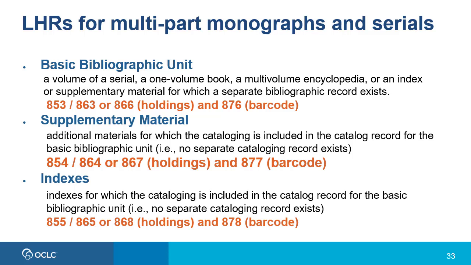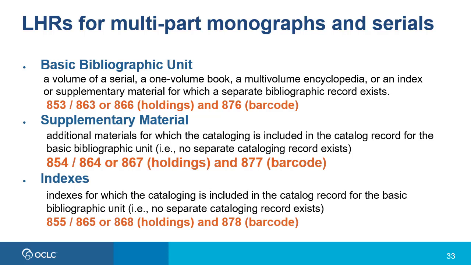In the examples that we've looked at so far, I've shown you how to create the holdings for coded pairs or for textual holdings for a basic bibliographic unit. But there are also holdings fields for supplementary material and for indexes. So you would need to consider the bibliographic record that you're using for these materials. You would use the fields for basic bibliographic unit 853, 863, or 866 for a volume or a serial or one volume book and so on, but you could also use it for an index or for supplementary material for which a separate bibliographic record exists.